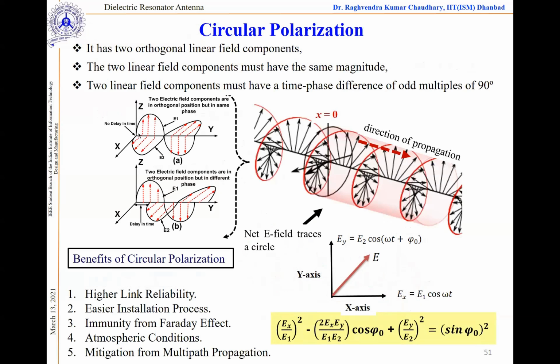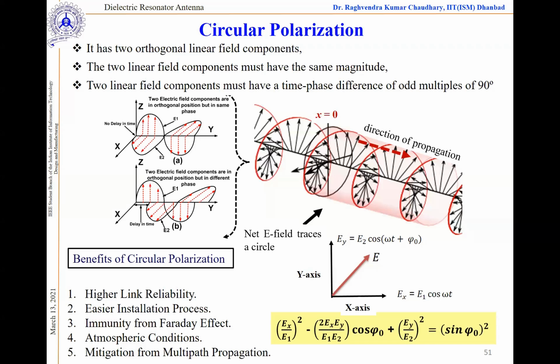Now, first you need to arrange two orthogonal components, let's say E1 and E2, and then you have to make a delay in time. Or in degrees, this is 90 degrees. So what are the benefits? It will offer you higher link reliability, and the signal is not going to be lost in different atmospheric conditions, because it does not depend on the orientation of your receiving antenna.